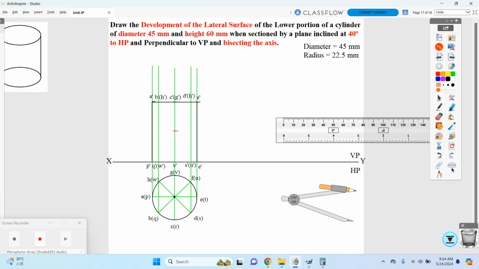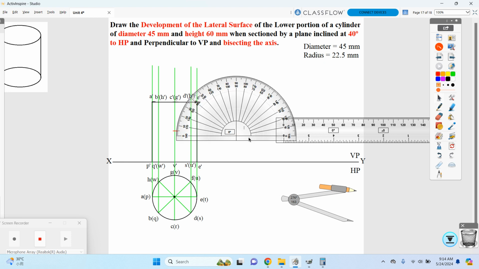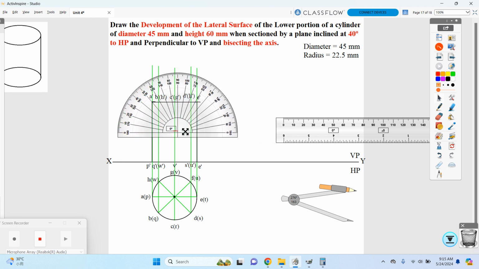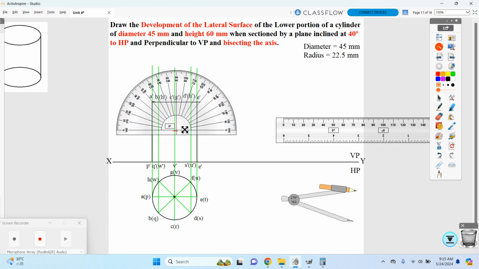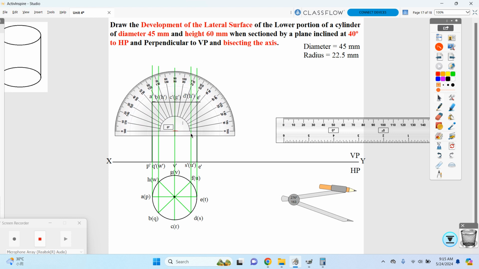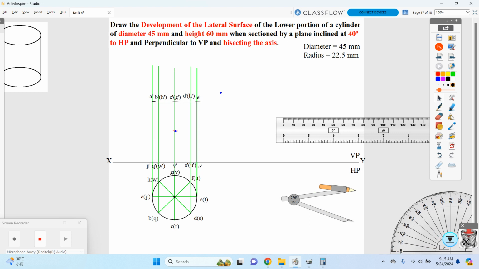In this bisecting condition, you are going to keep your protractor on this point, and you are going to consider your 40 degree. I am going to mark this as my 40 degree, and this is my starting point. Okay, so your protractor usage is completed.